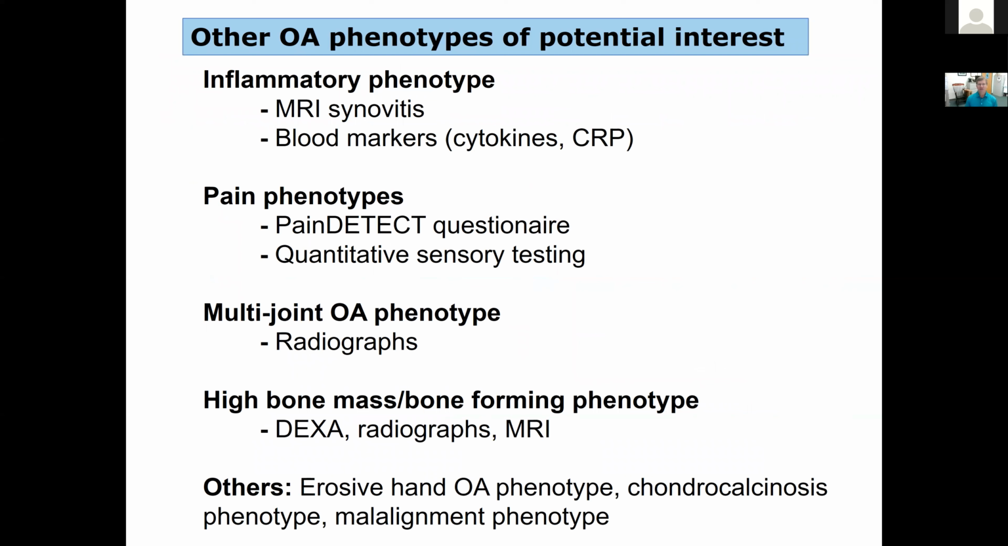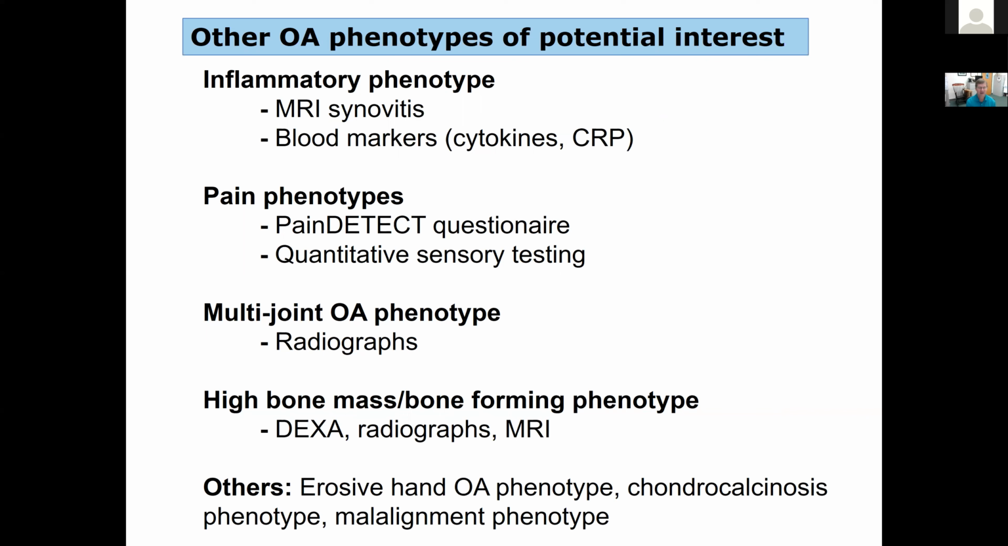There are other ways of defining OA phenotypes beyond just the simple risk factor identification. There's been a lot of interest in defining an inflammatory phenotype of osteoarthritis based on MRI synovitis or perhaps ultrasound synovitis and biomarkers of inflammation, because this group might be more likely to respond to an anti-inflammatory intervention. There is interest in defining specific pain phenotypes using things like the PainDETECT questionnaire and quantitative sensory testing.